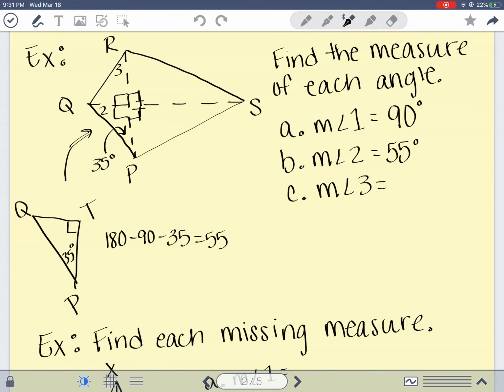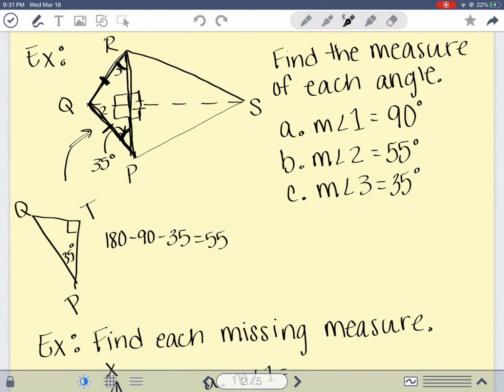Now, the measure of angle 3. Something to think about: right here, these two sides of the kite are congruent. So if we look right here, we have an isosceles triangle. And in previous chapters, we have learned that the base angles of isosceles triangles are congruent. So if angle P is 35, that means the measure of angle 3 is also 35 degrees.